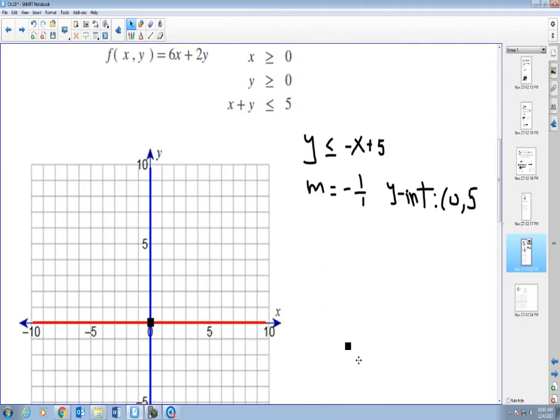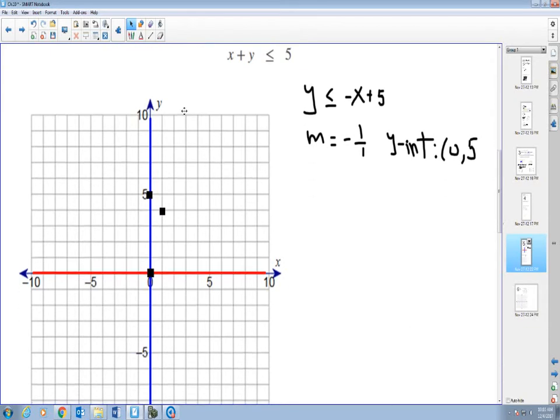Alright. Y-intercept 0, 5. That's my first point. Okay. Follow my slope down 1, to the right 1. From the y-intercept to the right 1, that will be right here. So here it comes to my second line. Let me use dark green. Okay, I'm going to sketch it right here.